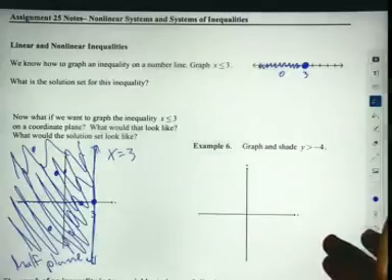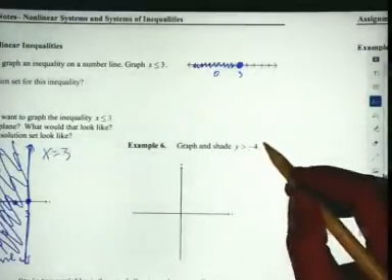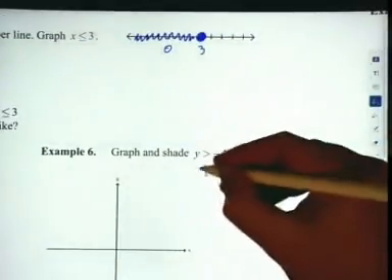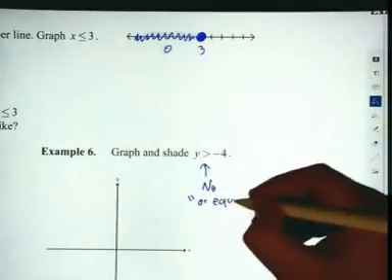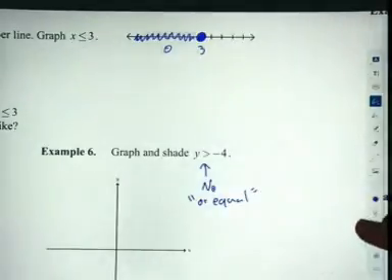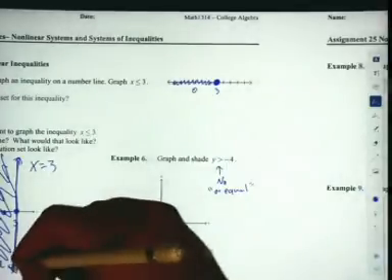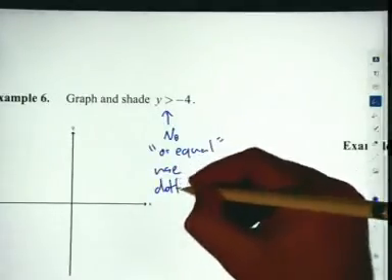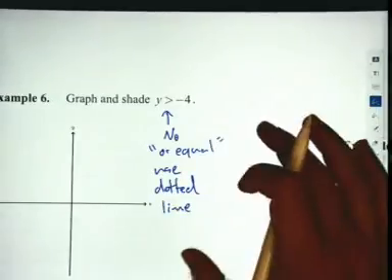So let's take a look at this example 6. What would the graph of y greater than -4 look like? Now a couple of things I want to make note of. Notice that there is no or equal to part of this inequality. We use a solid line when we deal with the or equal to part. We're going to use a dotted line when there is no or equal to.